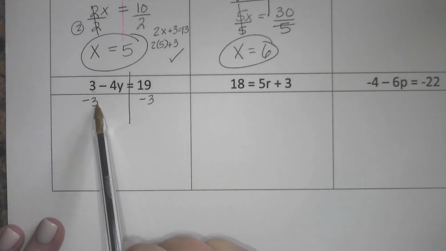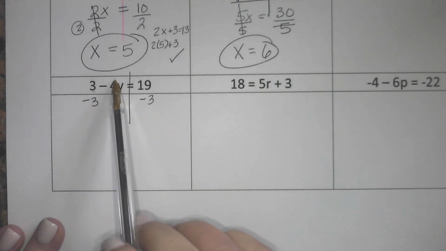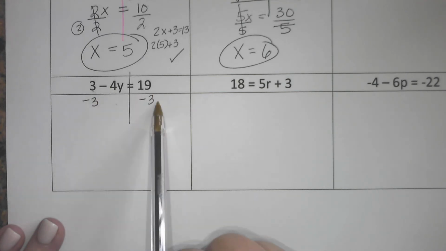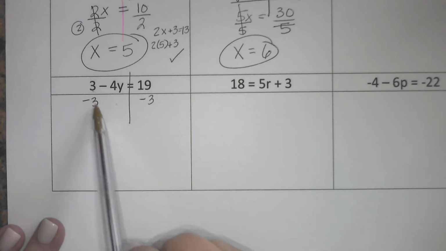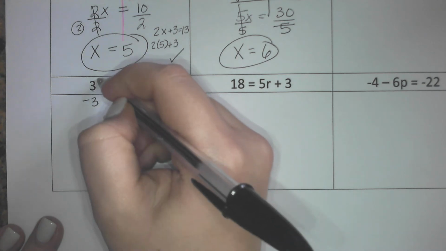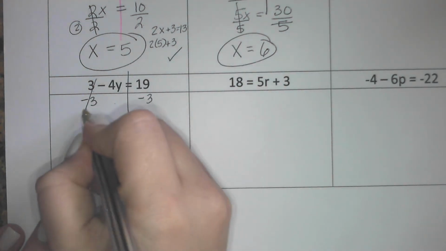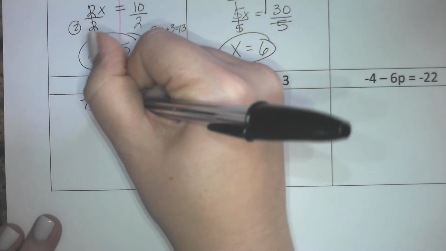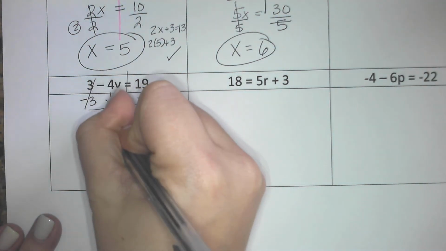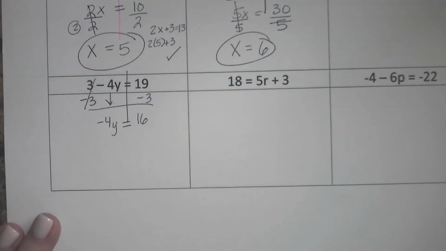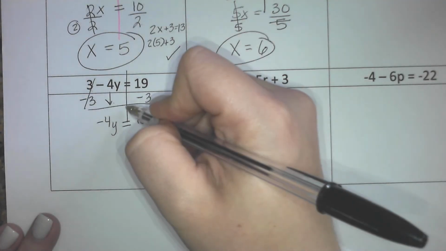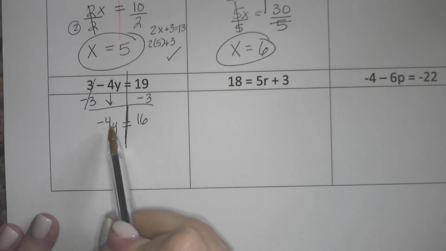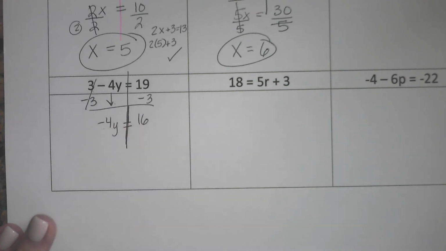A lot of people do minus 3, but notice you would have 2 minus 3's on the same side of the line. You want to have it on both sides of the line, okay? So 3 minus 3 is 0, and 19 minus 3 is 16. Now I want to bring down this negative 4y equals 16. I'm going to continue with my line because I still have 2 sides. And this is saying negative 4 times y equals positive 16.